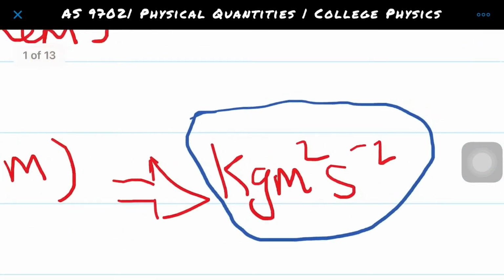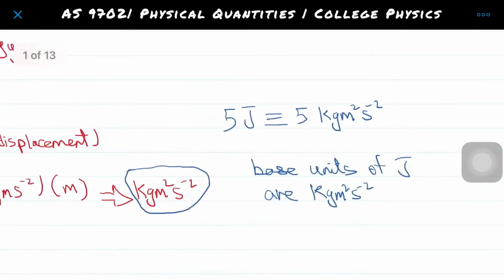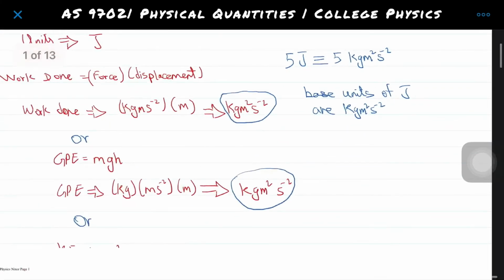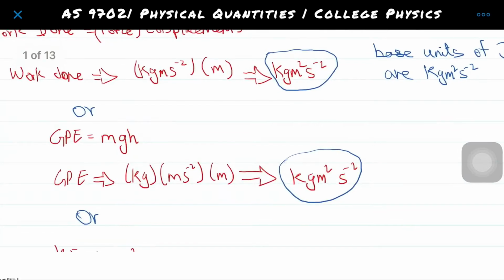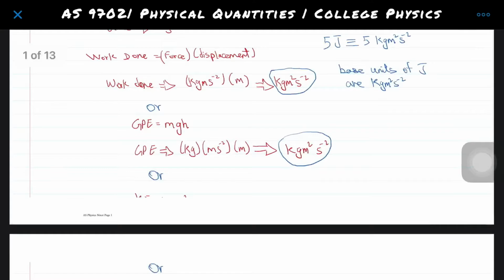Similarly, if we take energy in terms of gravitational potential energy or kinetic energy, we can again find out that these same units are basically the base units for energy, right? So the formula for gravitational potential energy is mgh. And the formula for kinetic energy is 1/2 mv². All of this is assumed knowledge from your O level.